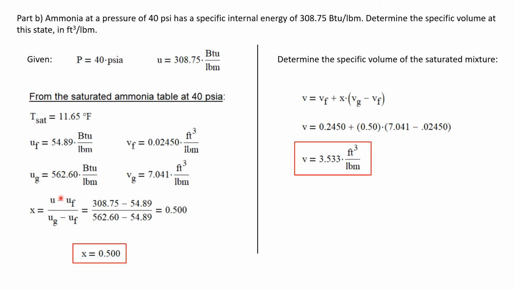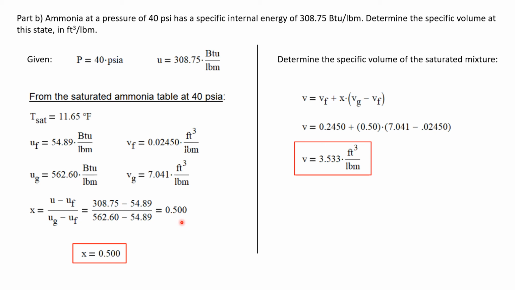So let's calculate the quality. We don't have to use specific volumes to calculate quality. We can use any properties, as long as we have the property of the state, and we have the property of the saturated liquid and the property of the saturated vapor. In this case, we can use the internal energy to calculate quality. So we've got quality is U minus U sub F over U sub G minus U sub F. Well, U was given as 308.75. That goes here. And then we have U sub F here and U sub G here. In this case, we calculate a quality of 50%.